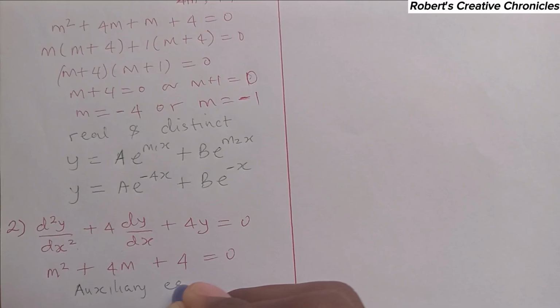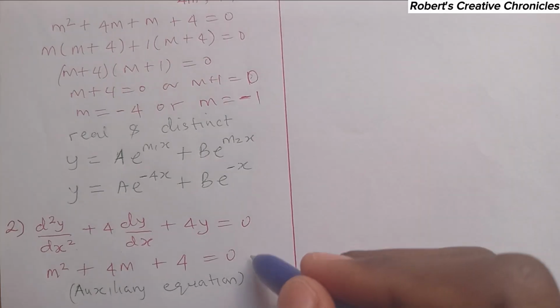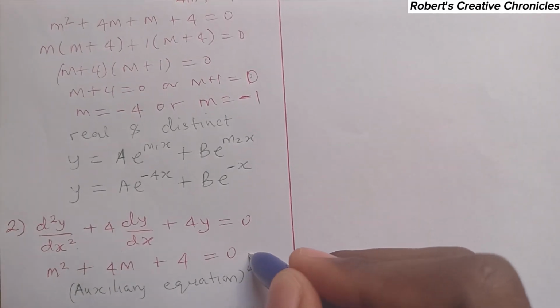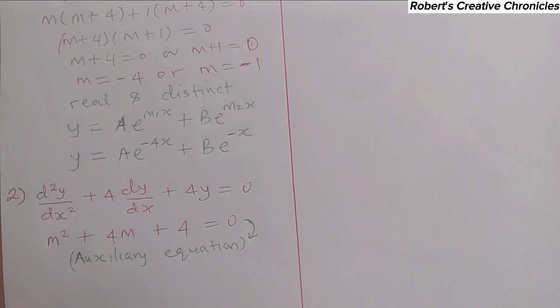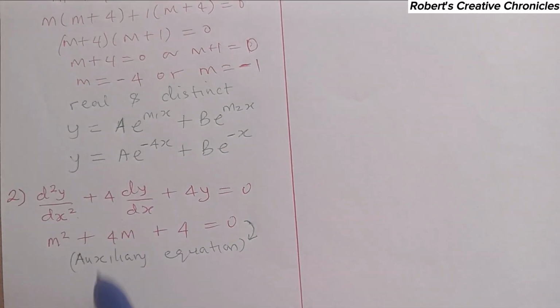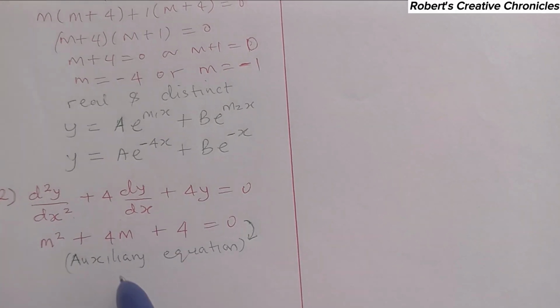Auxiliary equation. This is the auxiliary equation. This one, the one in terms of m, is called the auxiliary equation. Then the roots are called the auxiliary roots. Now let's find the auxiliary roots.